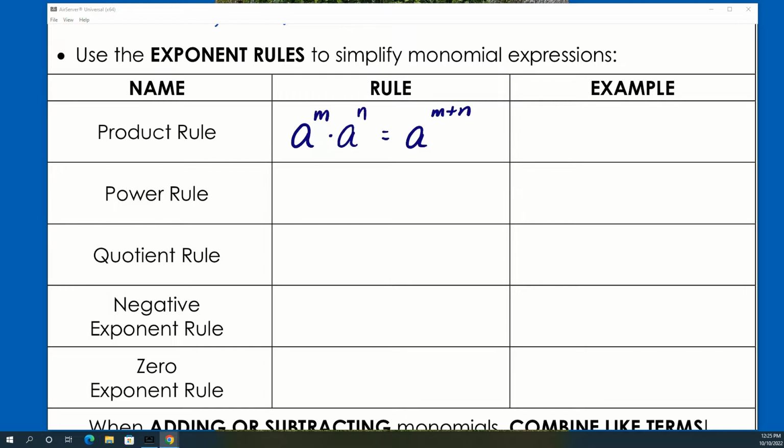So an example of something you might actually see is something like x squared times x to the 7th. You just add those exponents and get x to the 9th.